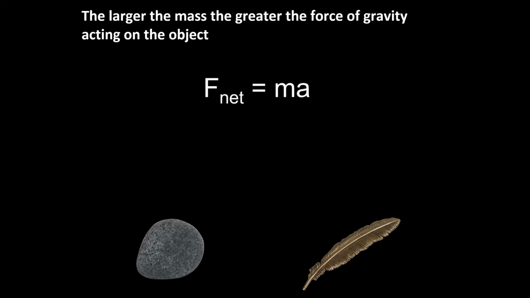This equation is a general equation for the force exerted on an object based on its mass and acceleration. The greater the mass, the greater the force. In this situation, the pebble has a higher mass than the feather, so the force pulling the object towards the ground is greater.